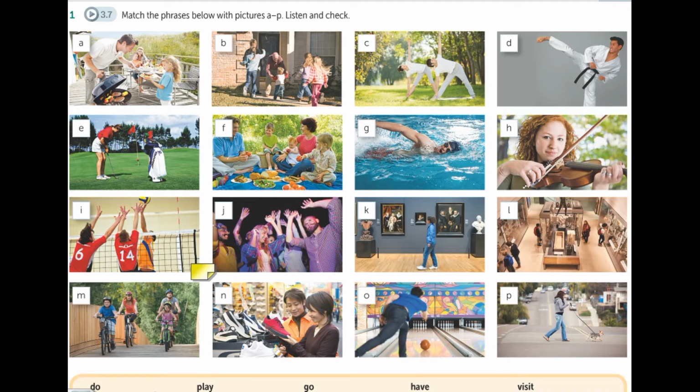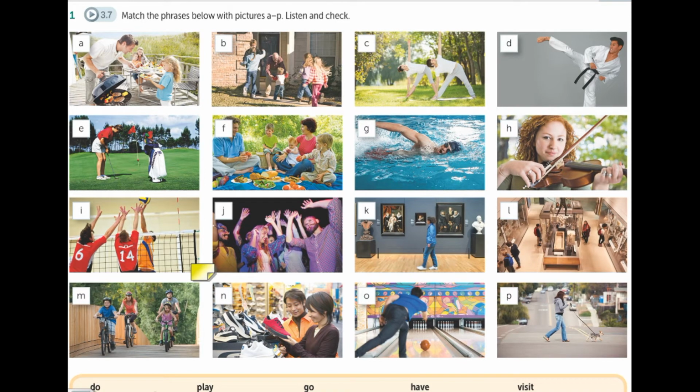In letter O, the man is having fun doing this activity. Do you remember the name of it? So let's check in a minute. In letter P, take a look at these. It's a dog. What is the girl doing with the dog here? Alright? Let's remember and learn some new vocab.